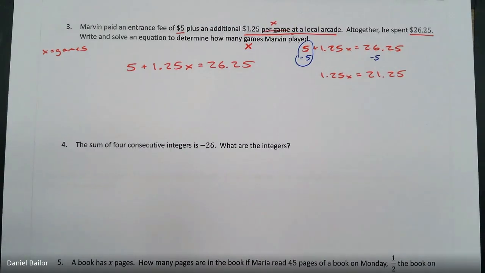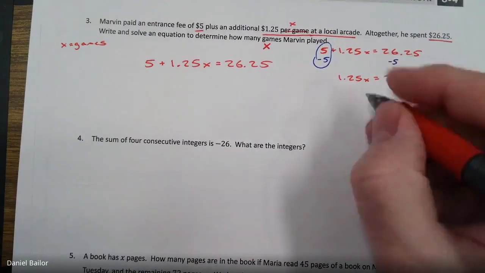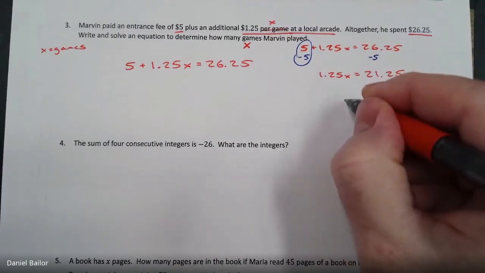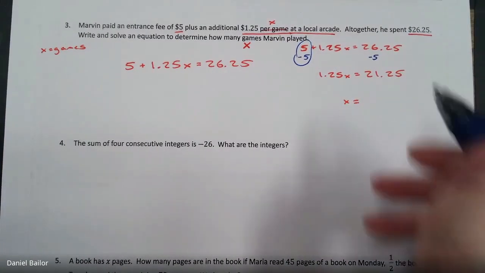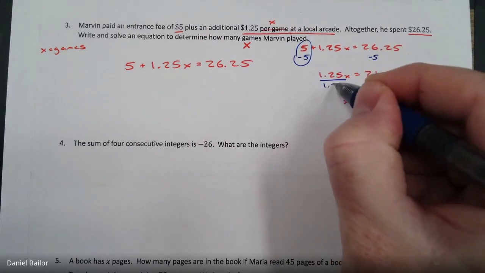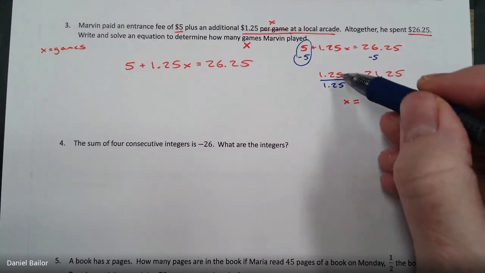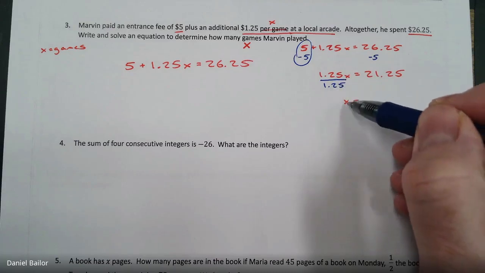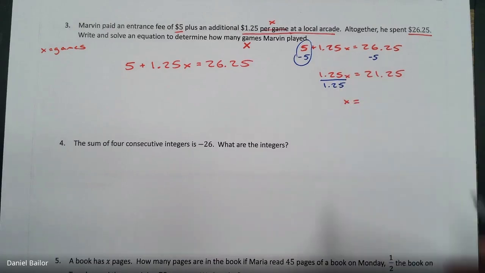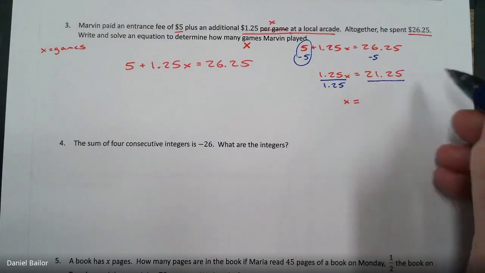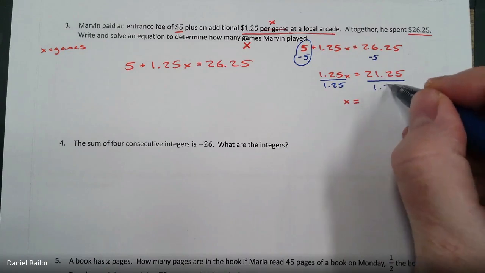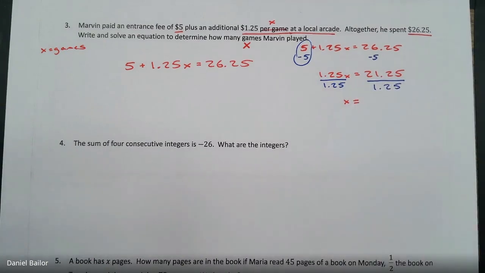Next, I only want x by itself. So let's get the x by itself. I need to divide by $1.25, because 1.25 divided by 1.25 is just 1x. The division property of equality tells me I do divide by 1.25 on both sides. Now I need to do $21.25 divided by $1.25.